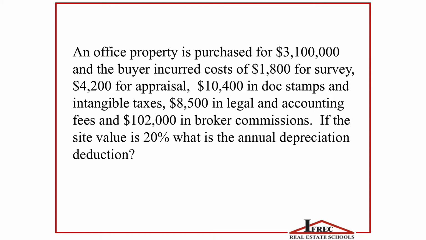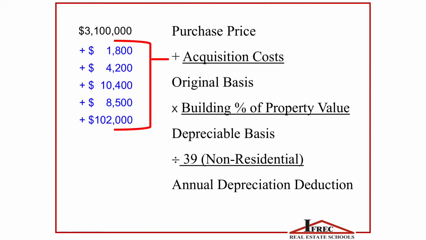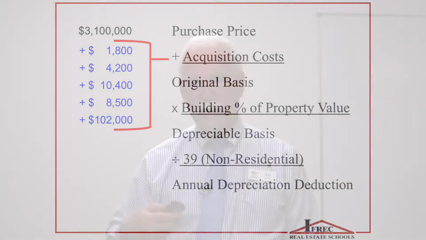If the site is valued at 20%, the question you'll be asked: what's the amount of annual depreciation? Taking a look at the slide, you now see we put up the formula from the purchase price all the way down to the depreciation deduction. It's literally now a matter of taking the information from the math calculation problem given to you and placing it into the appropriate slot of the formula. First of all, there's the purchase price of $3.1 million.